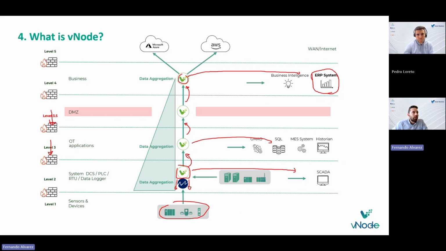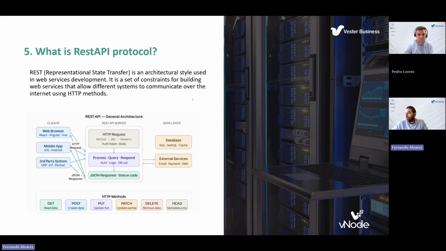Okay, so we will focus on how we connect this ERP, in this case SAP, with the vNode in the same level. Perfect. We mentioned that the communication we normally do with ERPs, and in this case specifically with SAP, we do using REST API, which is not specifically a protocol. We can say that it's an architectural style used in web service development. It's a way of communication that is client to server, so you have REST API clients and REST API servers.